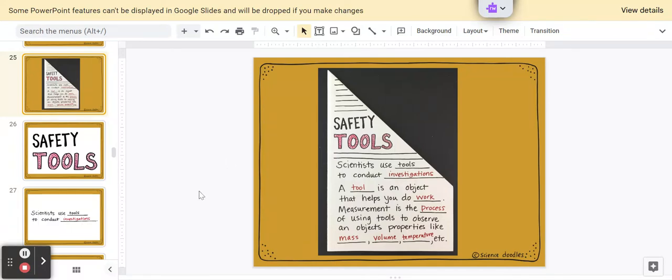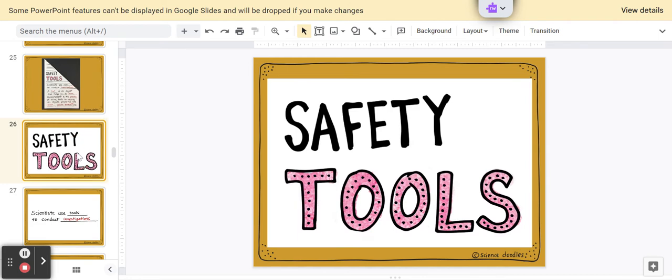You're going to get your Safety Tools notes for this, and you'll see that it has this kind of shape, like you're going to have this triangle cut out of it. Now, I'm not going to pause on this. I just wanted you to see that that's where we're at. So let's begin Safety Tools.